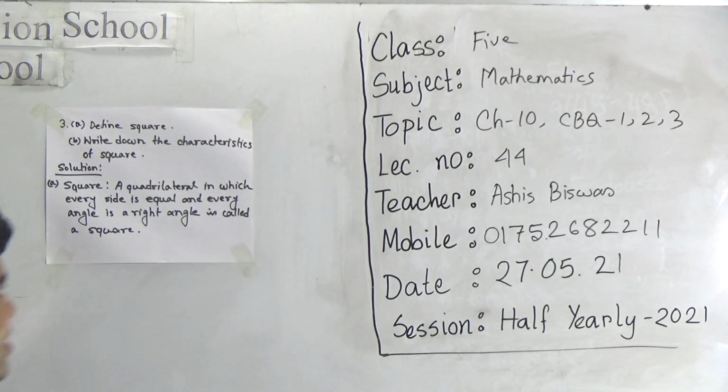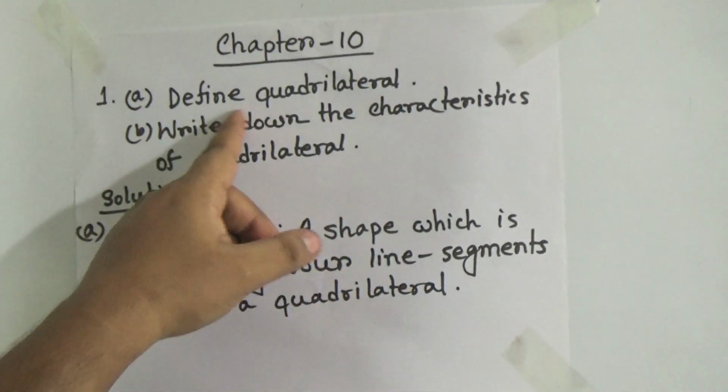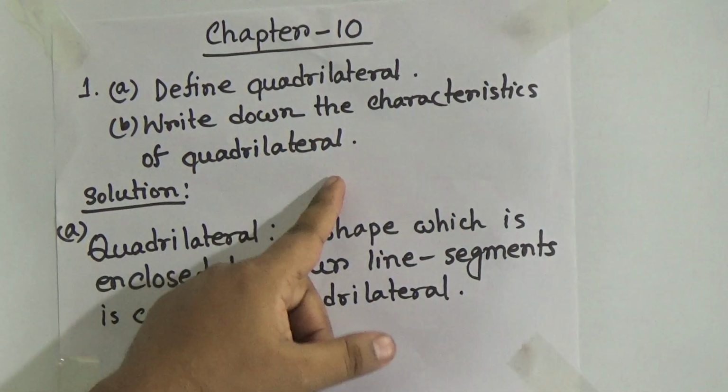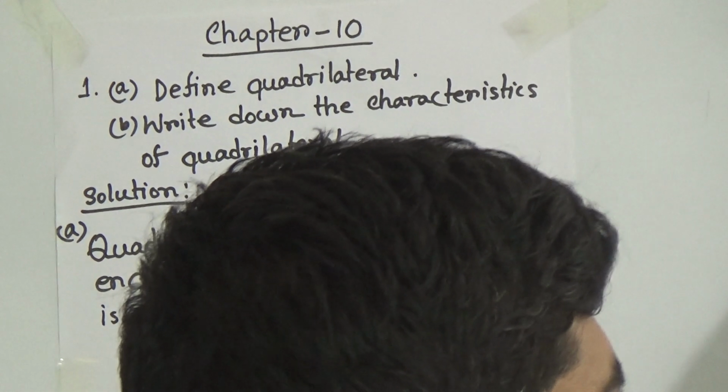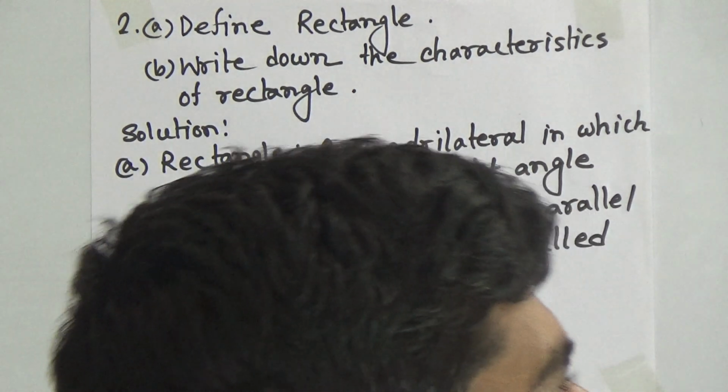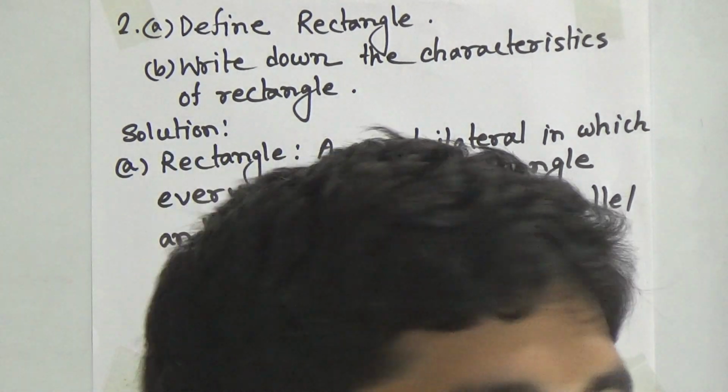Okay my dear students, let us start our class. Here 3 CBQs will be solved in our class: CBQ 1, 2 and 3. CBQ 1: a) define quadrilateral; b) write down the characteristics of quadrilateral. 2: define rectangle, write down the characteristics of rectangle. 3: define square and write down the characteristics of square.